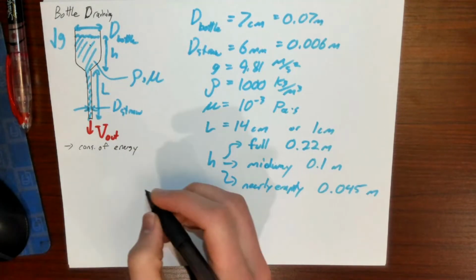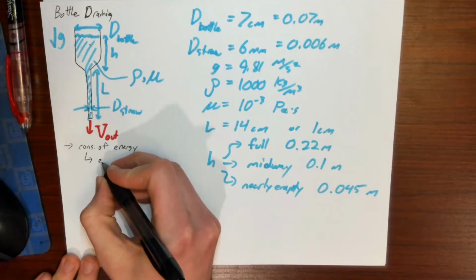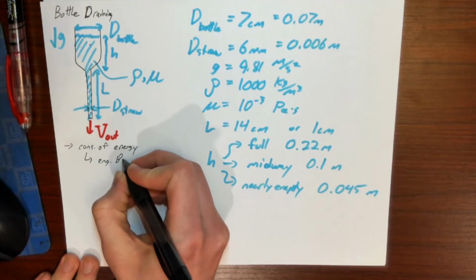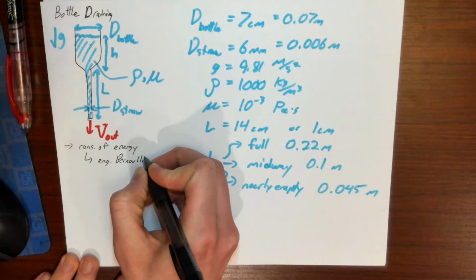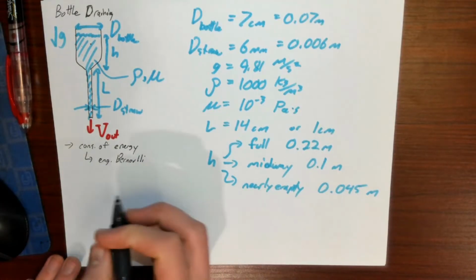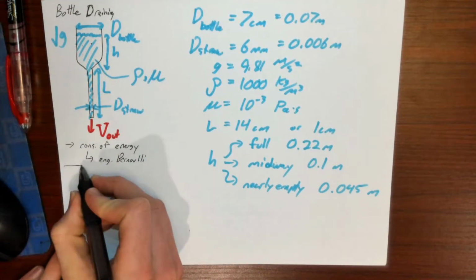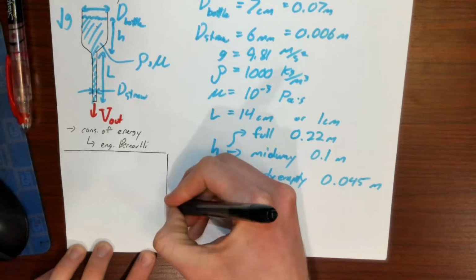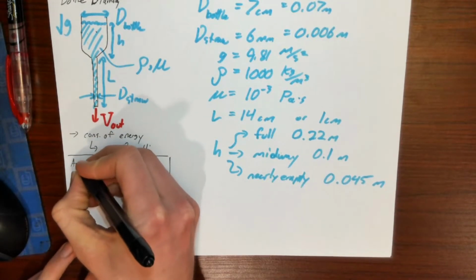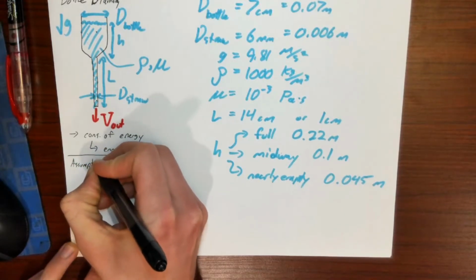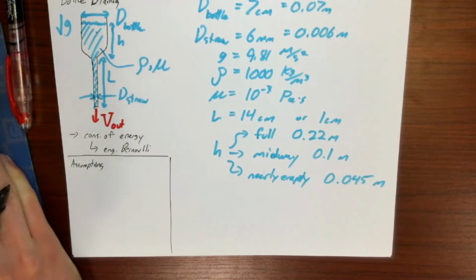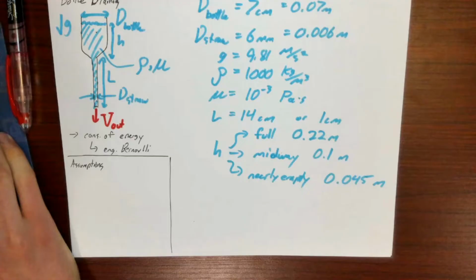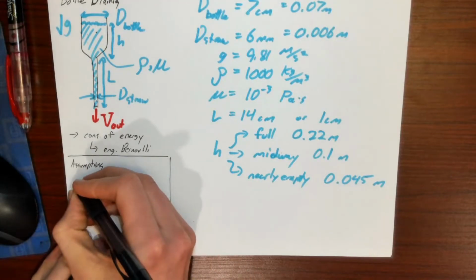So what does that mean? We're going to use engineering Bernoulli, and if we think about using engineering Bernoulli, we might have a set of assumptions that we need to keep track of. So what assumptions do we invoke in Bernoulli?